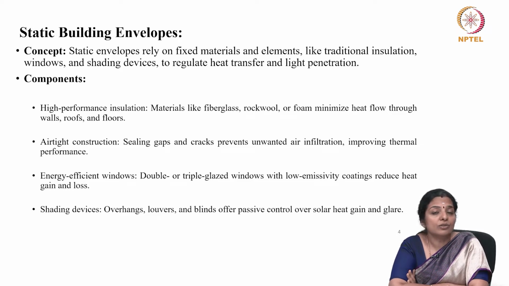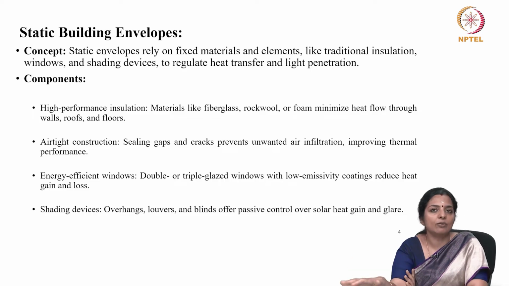Energy efficient windows can be installed by having double or triple glazed windows with very low emissivity, based on the coatings that you use on the glass, which will result in the nature of heat gain or loss that you would want in the building. The shading devices could be horizontal shading devices, vertical fins, louvers, blinds, or overhangs, offering different passive control over solar heat gain as well as glare.